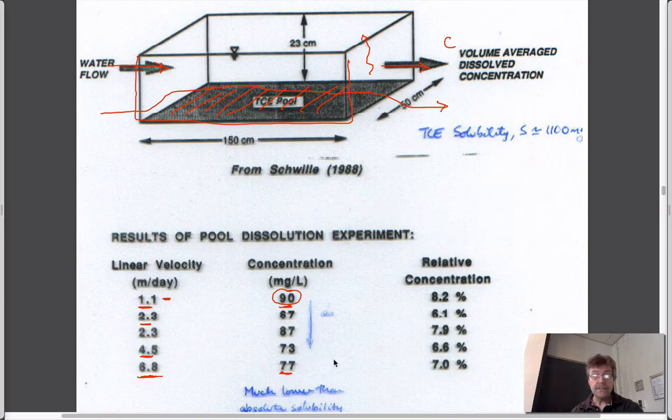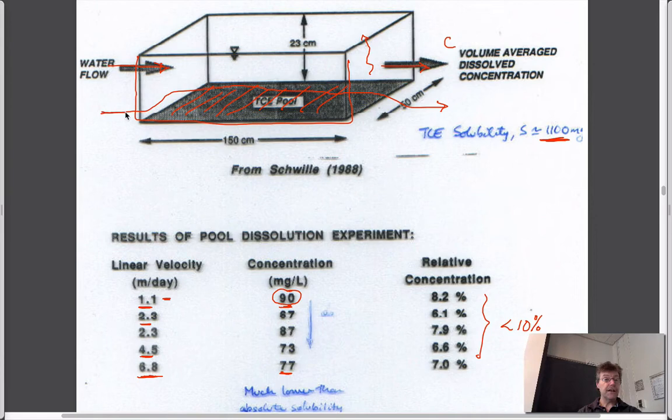And in all cases, the concentrations that come out are really small in comparison to the maximum concentration that could be present. They're much less than 10% of the actual solubility limit. So if this is TCE, which it is, the solubility is 1060 or 1100 milligrams per liter. If it comes out at 90, then it's less than 9%, obviously. And so why is that?